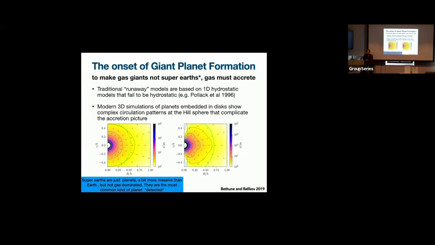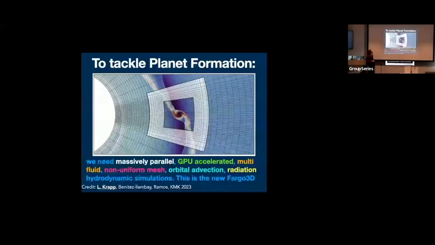And so the approach we're taking now is to try to tackle this problem using massively parallel, GPU-accelerated, multi-fluid, non-uniform mesh, orbital advection, radiation hydrodynamic simulations. And I want to give all the credit here to Leonardo Krapp, who's a postdoctoral fellow, a 51 Peg b fellow at Arizona now, who is doing some phenomenal work with this new version of FARGO3D.